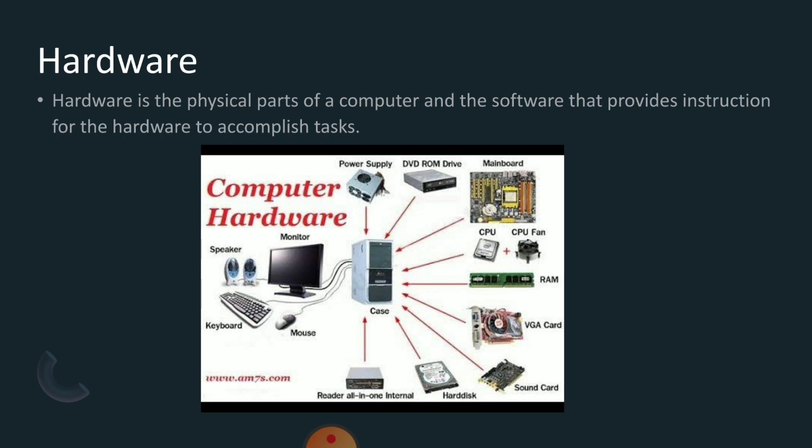So hardware can be a monitor, input devices, keyboard, mouse, CPU, motherboard, CPU fan, memory, VGA card, sound card, hard disk, card reader, all in one internal. These are the storage devices, power supply, CD, DVD ROMs. So all these parts are known as hardware. You can see in the picture.